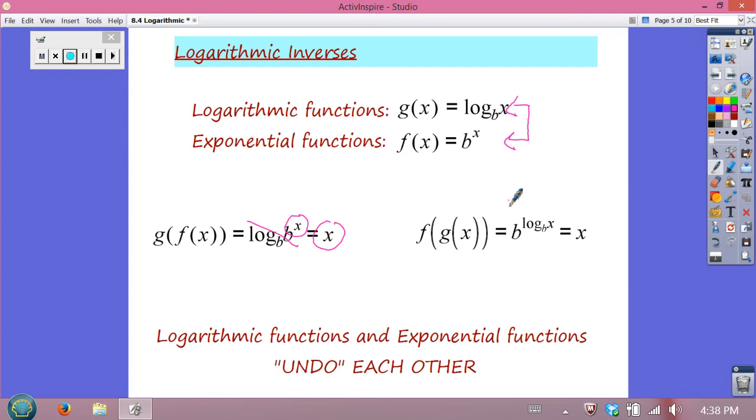Same thing over here. If you were to plug g of x into the f of x equation, we would get b to the log base b of x power. These two are inverses of each other. They cancel out. We're just left with x.